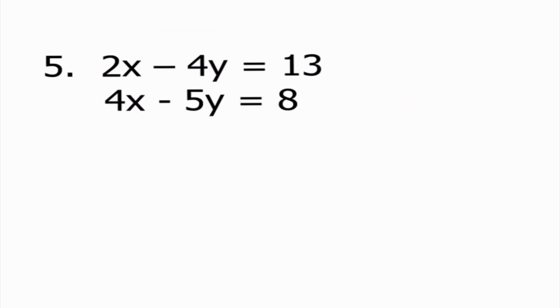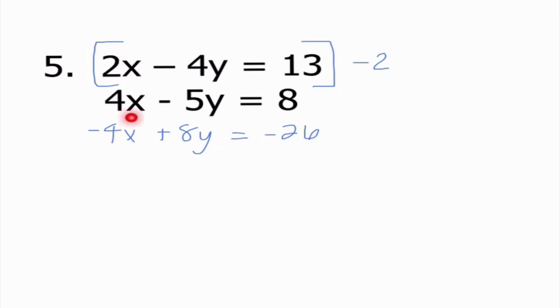And our final example of this particular lecture, I'm going to go ahead and cancel out my x's, so I'm going to multiply by negative 2. So I would get negative 4x plus 8y equals negative 26. The reason why I chose to do x's instead of y's, if I chose y's, I would have had to multiply both equations by a constant, which just would have been a little bit more work and more opportunities for me to mess up. Okay, when I add these, my x's cancel out.